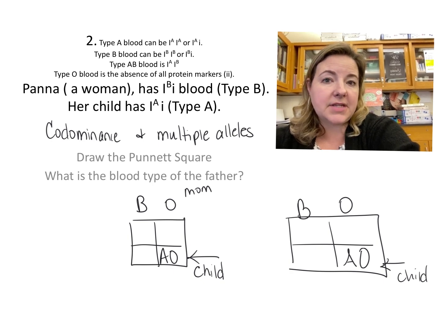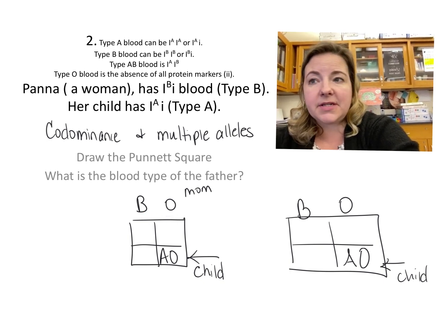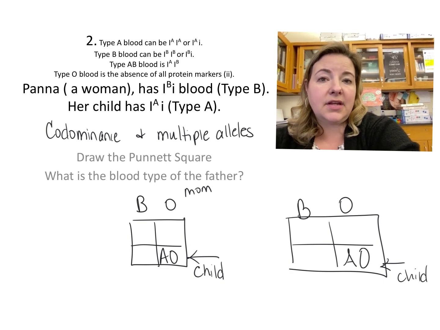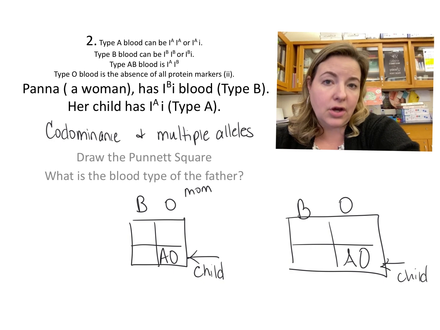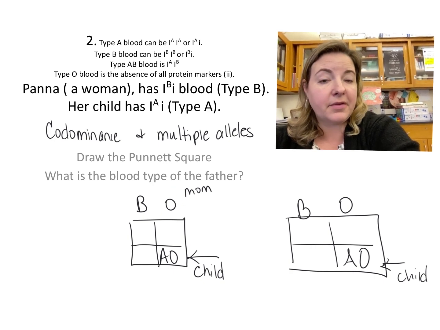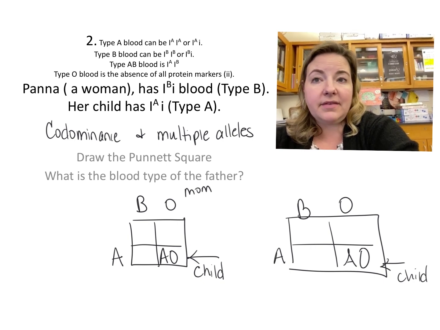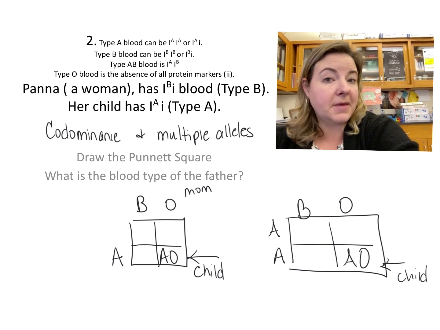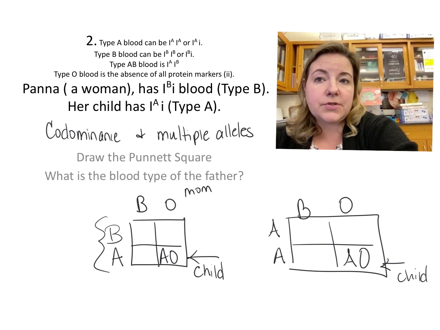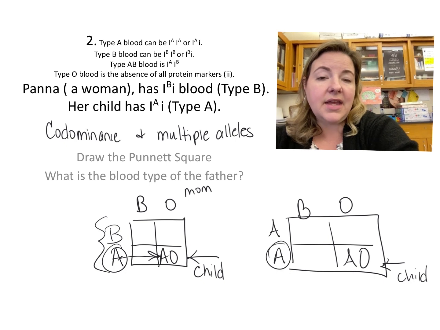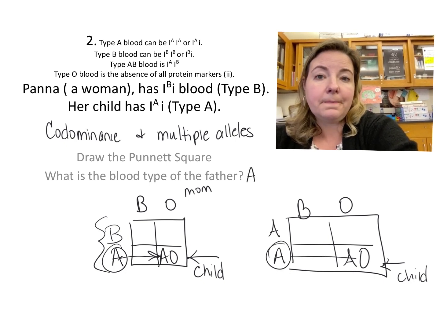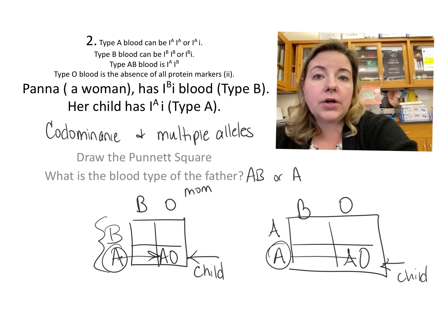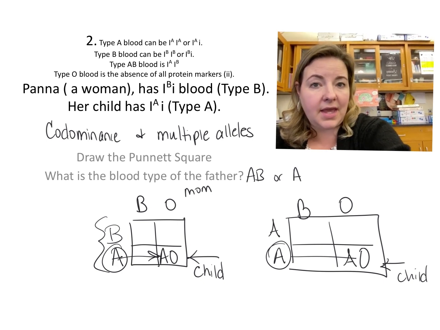Well, mom being blood type B and being heterozygous, she has a B to give or an O to give. And so that means that if her child has blood type A, she could not have given the gene of the B. She had to give the O. So that means that the A had to come from the father. Well, the father could be blood type A and give an A, or blood type AB and give an A. So no matter what, the father has to have an A within the blood type. So he is either blood type A or could be blood type AB to give the A.